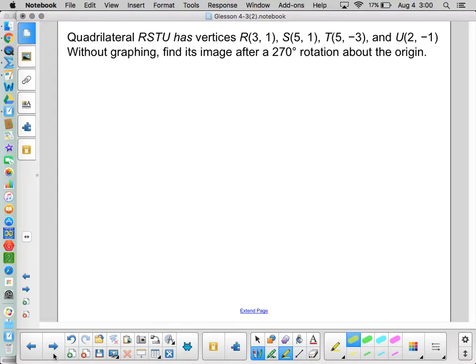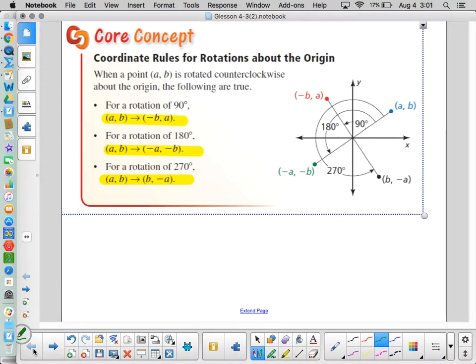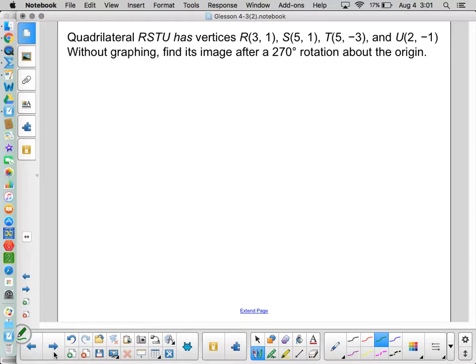I'll give you these. So if I have RSTU with the following vertices, without graphing, find its image after a 270-degree rotation around the origin. You may notice these are the same coordinates we had yesterday. Actually, we'll use a correct U coordinate this time, unlike yesterday. But we'll go ahead and do the rotation and see what we come up with. So the 270-degree rotation rule is (A, B) goes to (B, negative A). So we'll make note of that.